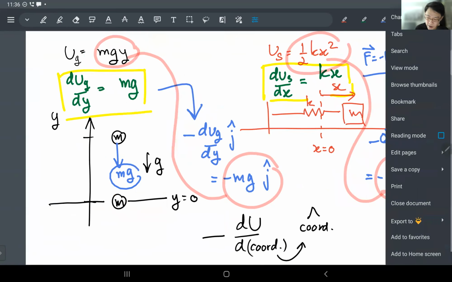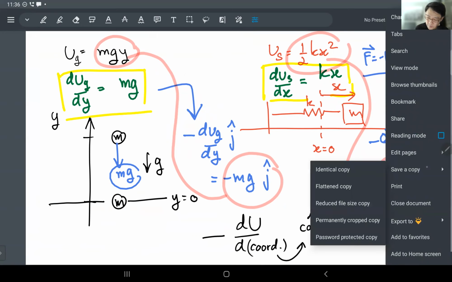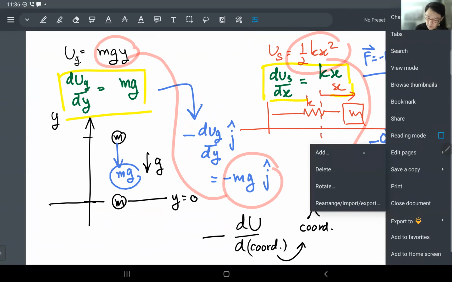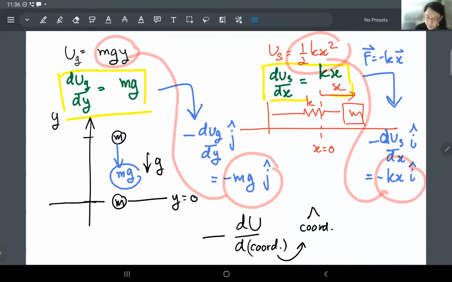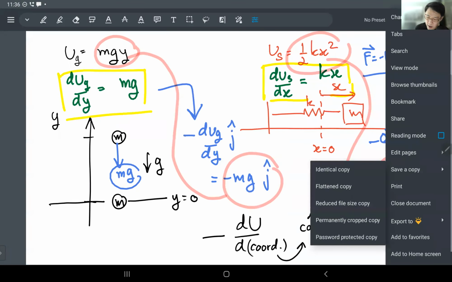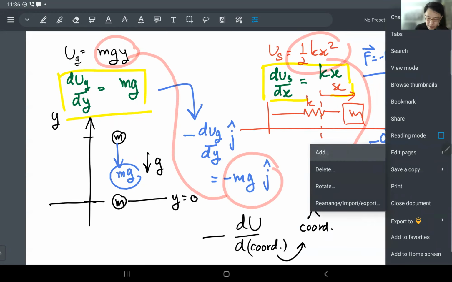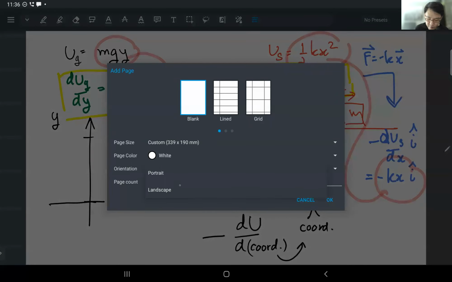I need another page here. So what I'm going to do is this. And just give me one more. Oops, sorry, wrong one. I don't know why it can't be a default of the landscape mode. I have to keep swapping this all the time.